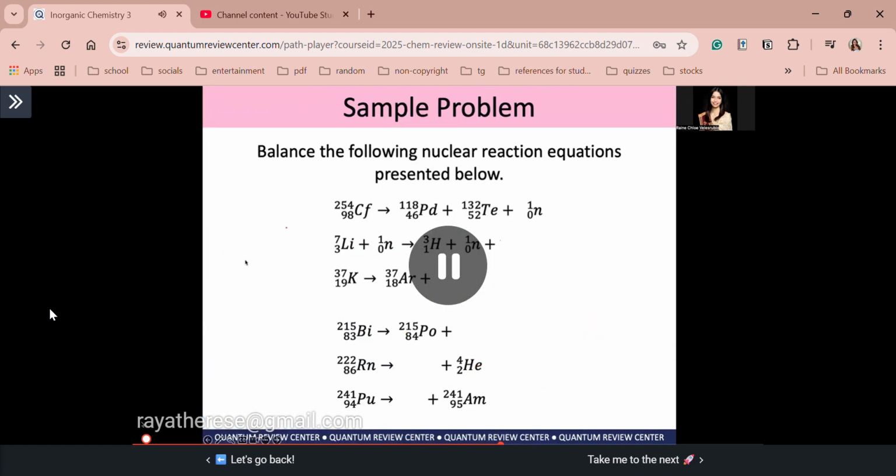Balance the following nuclear reaction equations presented below. Okay guys, so I'll give you some time to answer. Pause this video first. Okay, so let's balance these equations and answer.